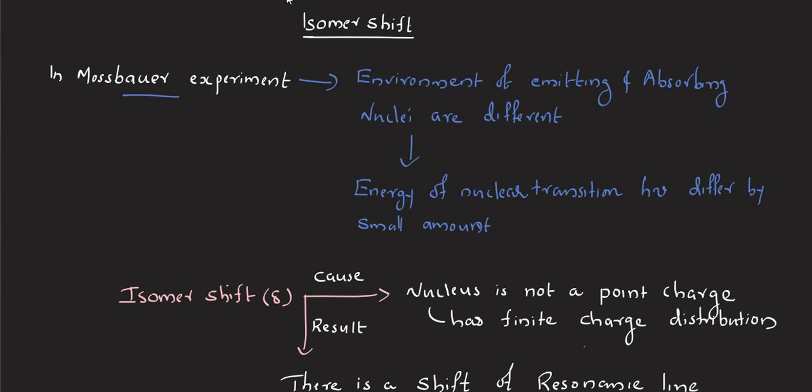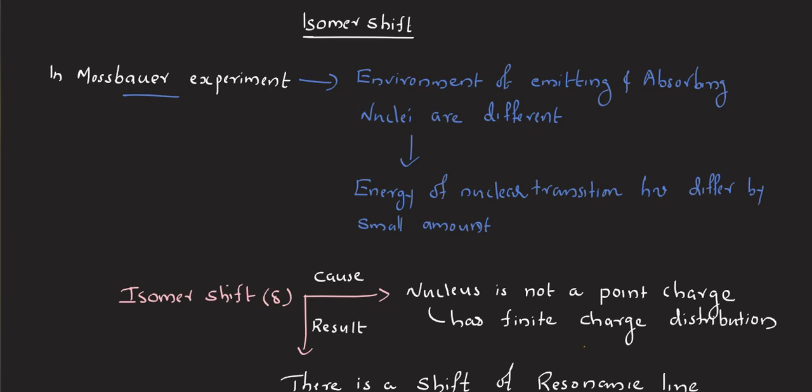So, if we consider isomer shift, there is a cause and there is a result. What is the exact cause of isomer shift? This is because the nucleus is not a point charge and has a finite charge distribution. We cannot assume the nucleus as a point charge. The small shift in the spectrum is due to the fact that the nucleus has some finite charge distribution and this affects the position of the spectrum. So, there is a small shift that is called isomer shift.